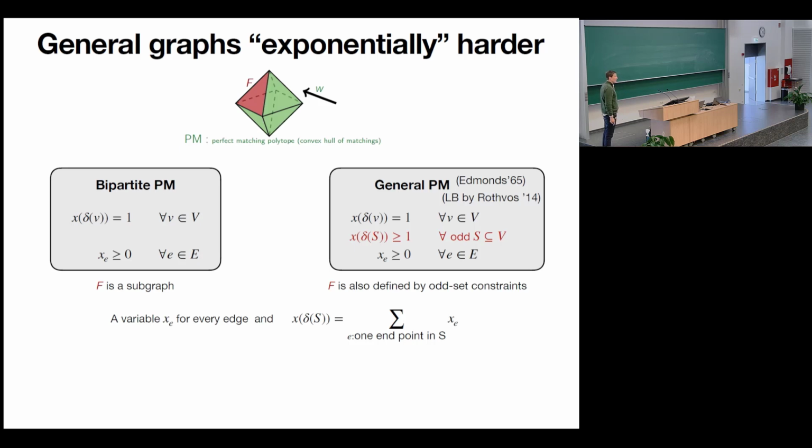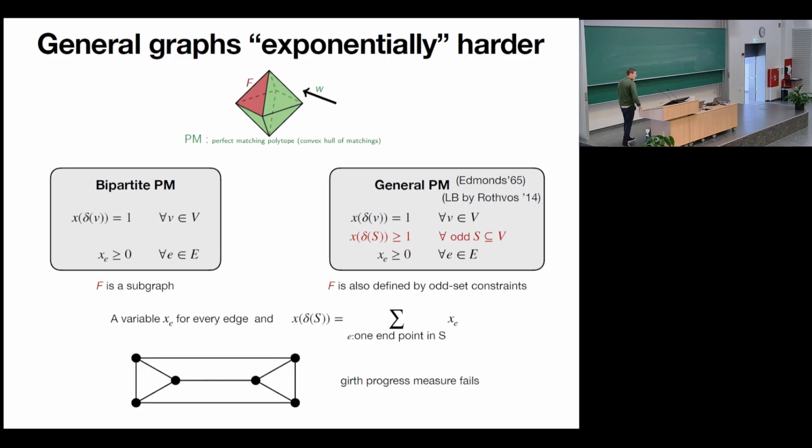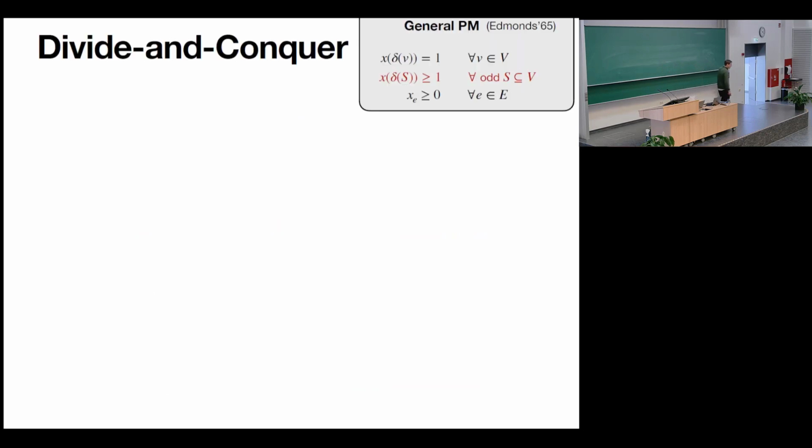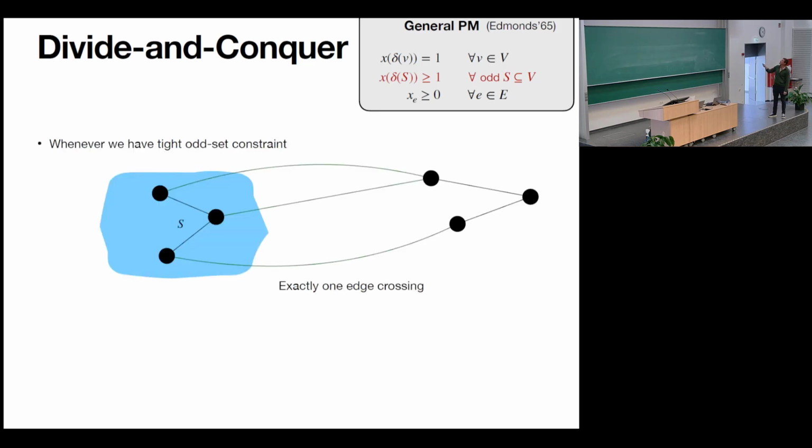This makes our progress measure harder, so we have to work hard to generalize this for general graphs. For example, even in this case, the girth progress measure fails. But let me give you 2 key ideas for general graphs. The first one is, if you're in a phase where some of these constraints are set to equality, what does it mean? We have a set S, and we are saying that any perfect matching that minimizes this weight function has to have exactly one edge crossing this cut.